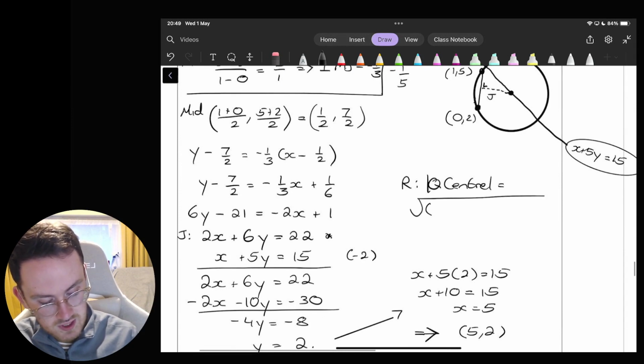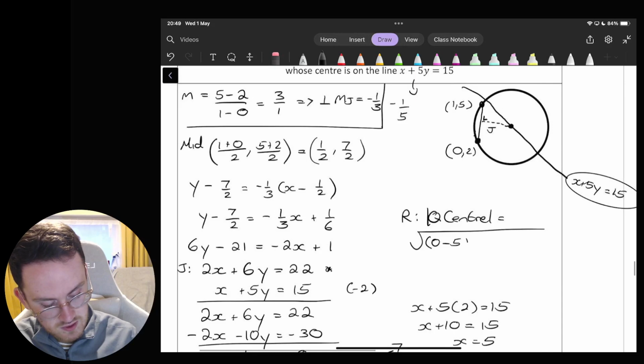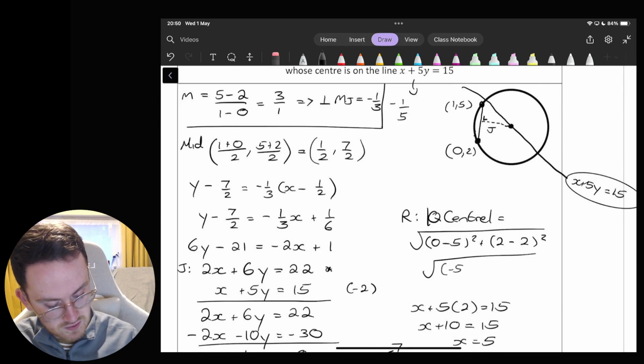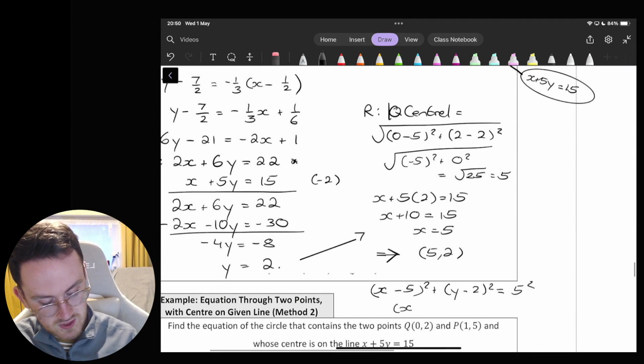So that's going to be, if I look at point Q as (0, 2), 0 minus 5 squared plus 2 minus 2 squared, which is going to be minus 5 squared plus 0 squared, and that is going to overall give me root 25, which is 5. So the equation of that circle then is (x minus 5) squared plus (y minus 2) squared equals 5 squared, or of course 25 there.